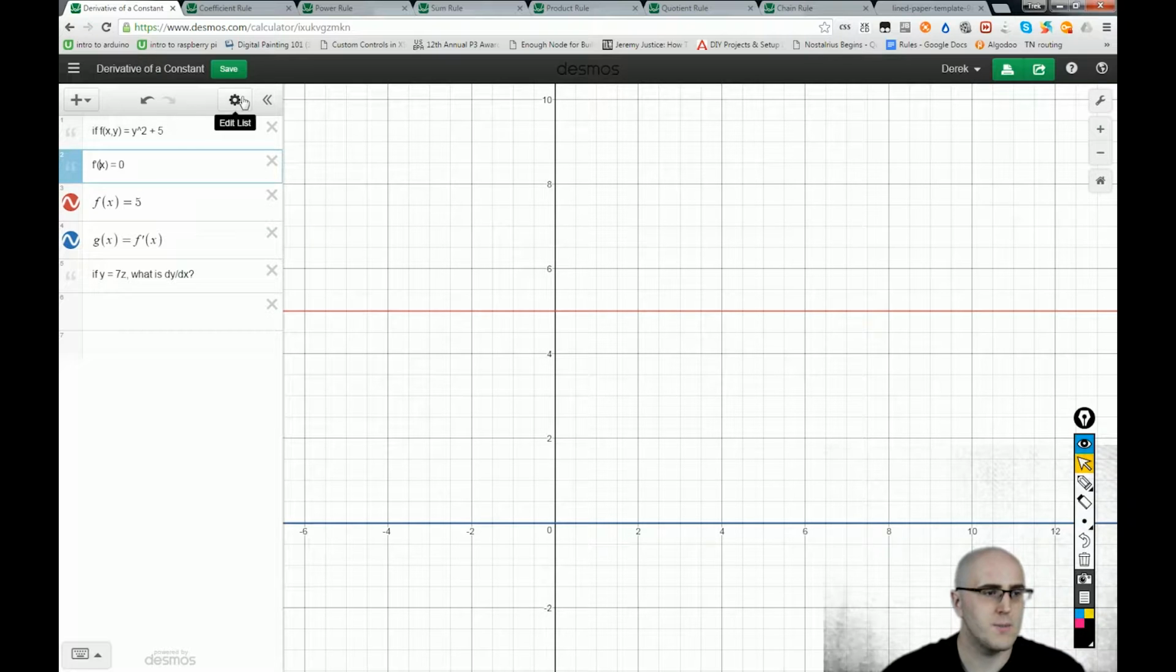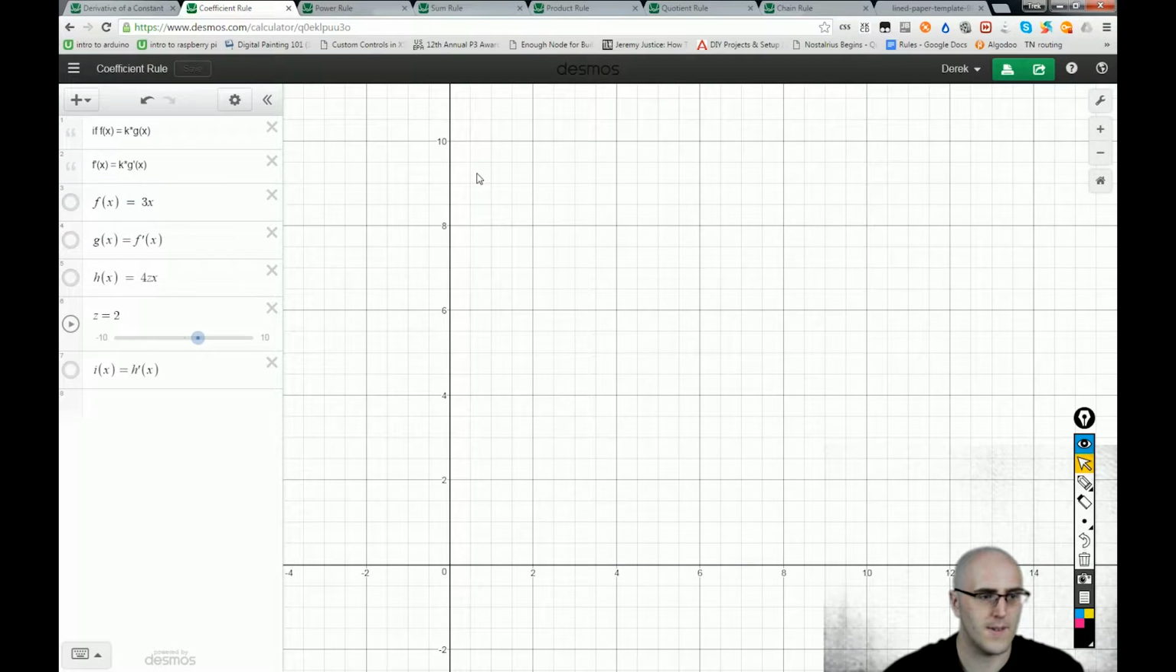Alright, so let's move on to our first true rule, which is what I call the coefficient rule. Simply put, if you have a constant times a function, like if our function f of x has the form constant times another function, then its derivative is that constant times the derivative of that function. And remember, the constant is with respect to a certain variable, in this case x. Constant with respect to x.